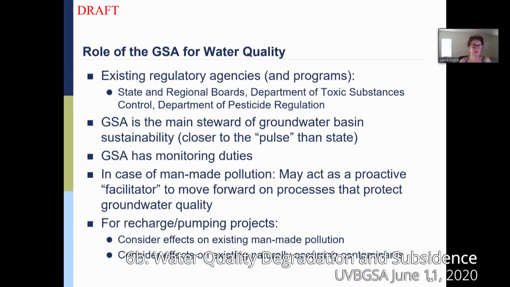It doesn't really have much more intervention. And as I said, if there is man-made pollution, like a spill from a gas station, for example, the GSA may act as a proactive facilitator to move forward on processes to clean up the groundwater, but that's really the role. It's not going to be the main entity responsible for the cleanup.